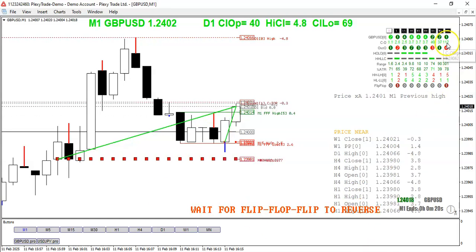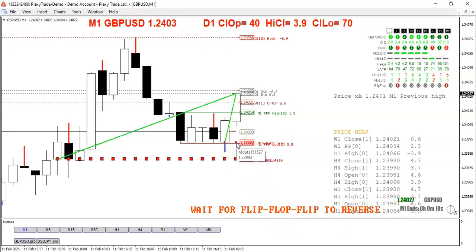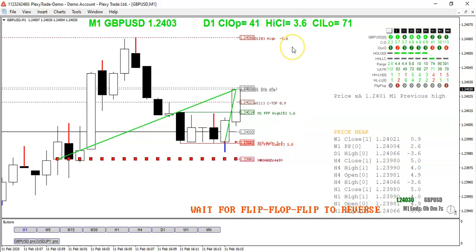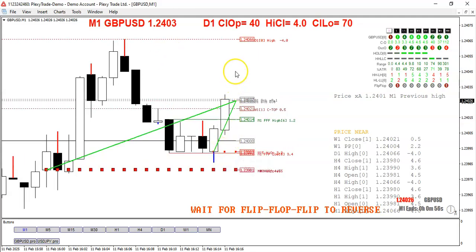So let's see. We're a quarter past, and so you see now we've got a higher M15 open. So you see here price broke the M15 and now is reversed.